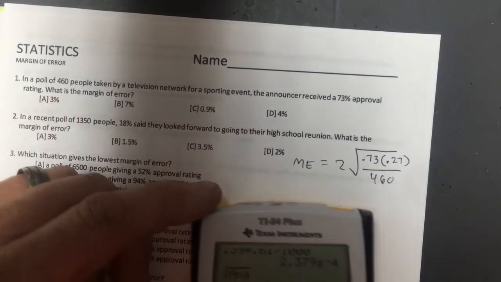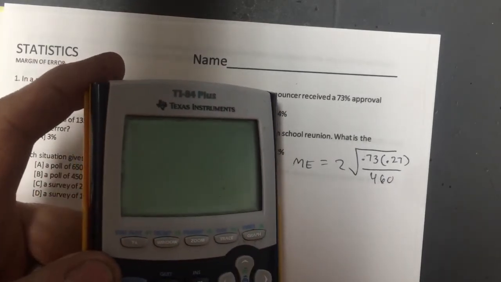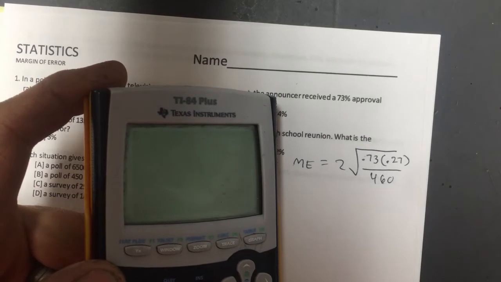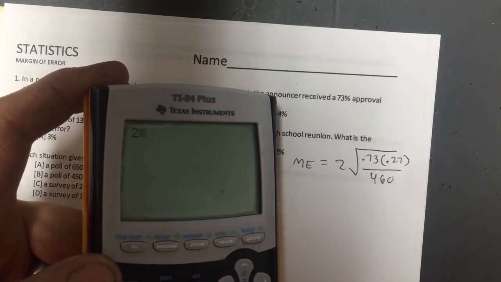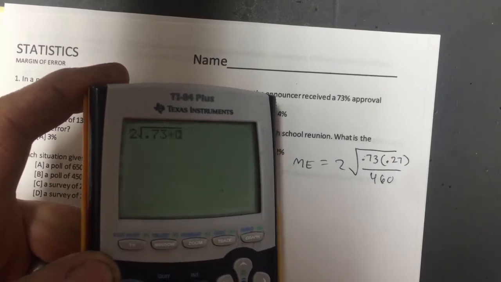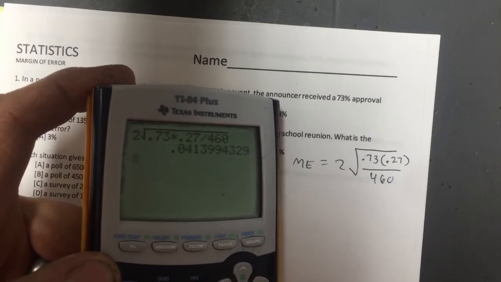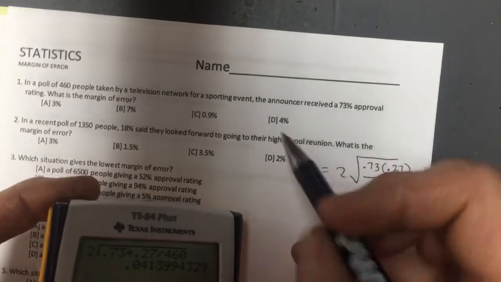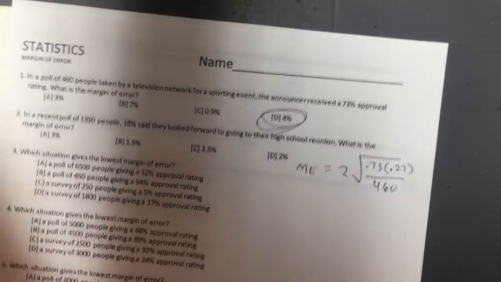So let me put my calculator on here. I guess you could punch this all in at one time if you wanted to. 2, and then my radical, and in the radical I have 0.73 times 0.27 divided by 460. Just type it all in at once like that if you want to. 0.04. So it's 4% right there. Okay, so it's real simple to do.